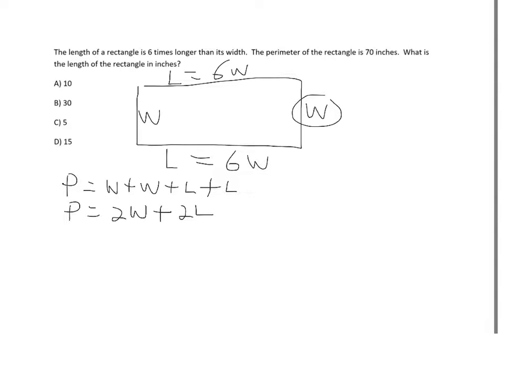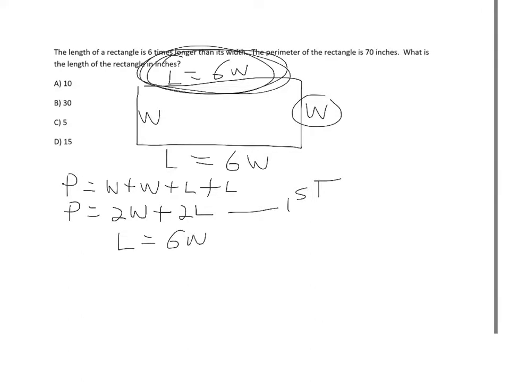And then guess what? We have another equation here. This is the first equation, okay? And the second equation is this one here that we just wrote earlier, all right? L is 6W. I'm going to call this the second equation, okay?